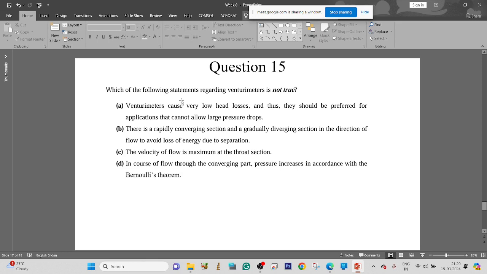Next question, which of the following statements regarding venturimeters is not true? Obviously, while flowing through the converging part, the pressure decreases according to Bernoulli's theorem and velocity increases. That means option D.